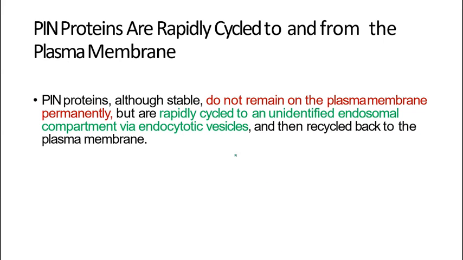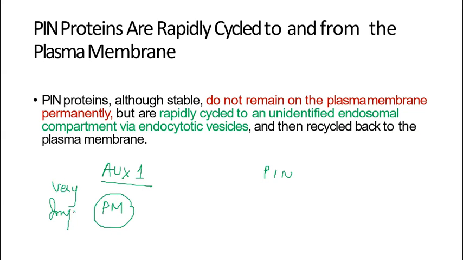Now we discussed that there are two proteins, AUX and PIN. AUX1 always stays on the plasma membrane, whether the auxin is transporting or not. This is very important to know because a question came from this concept also. Now PIN, when there will be no transportation, when the PIN are not in use, what will happen? The PIN were also present on the plasma membrane.